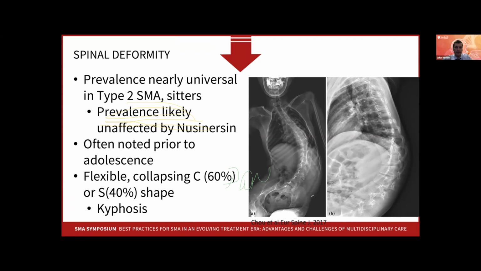As you can see on the right there, it's often associated with kyphosis. So scoliosis is a curve in the coronal plane as the patient is facing you, and kyphosis is a curve in the sagittal plane. So these patients tend to slump forward and have a collapsing kyphosis in their chairs.